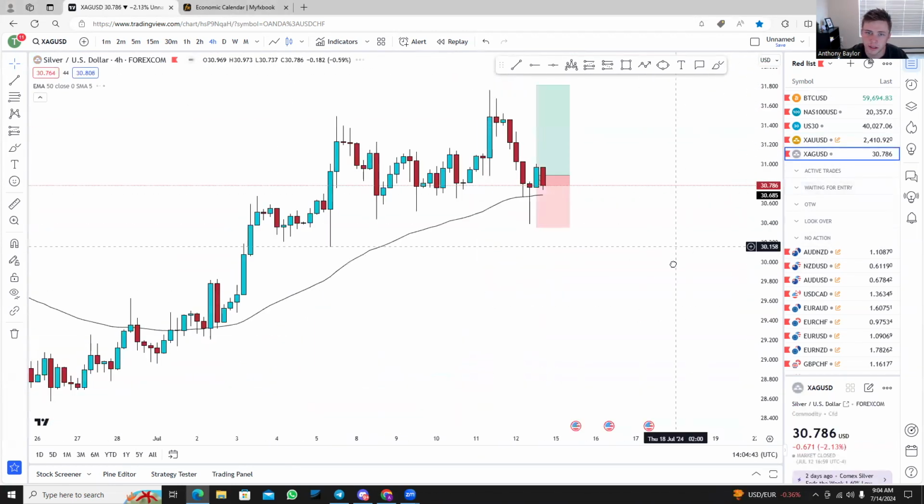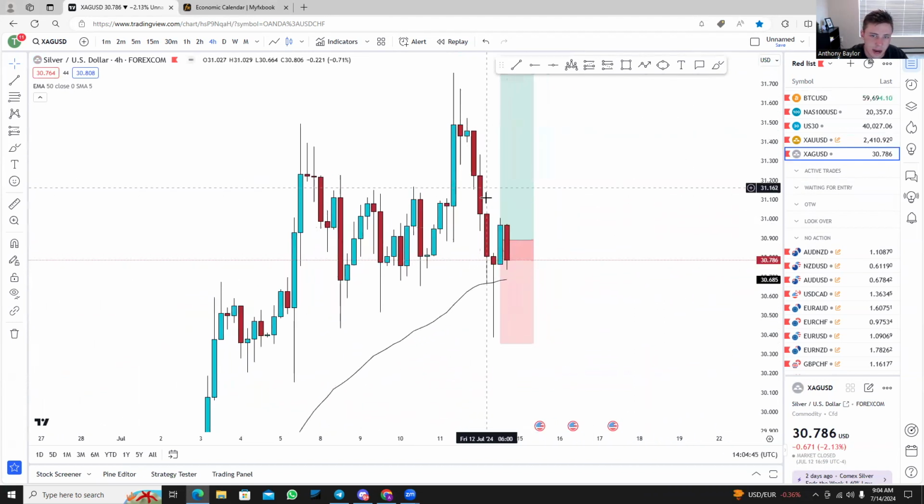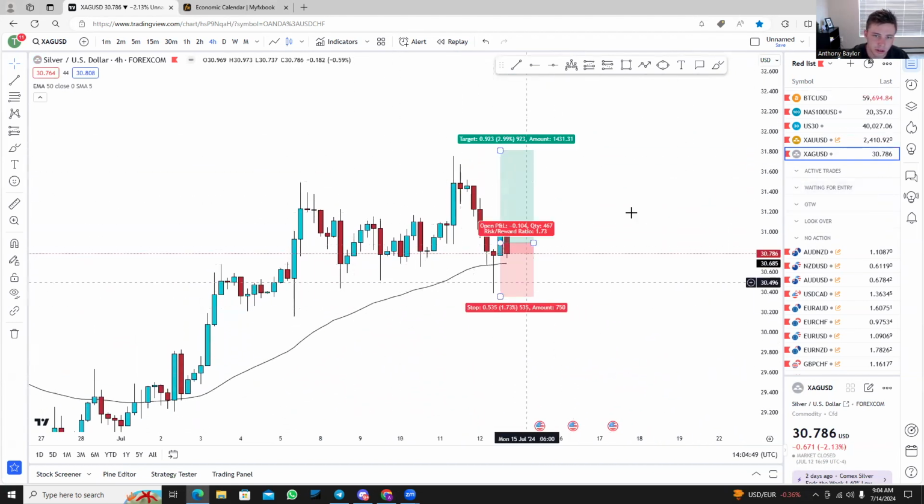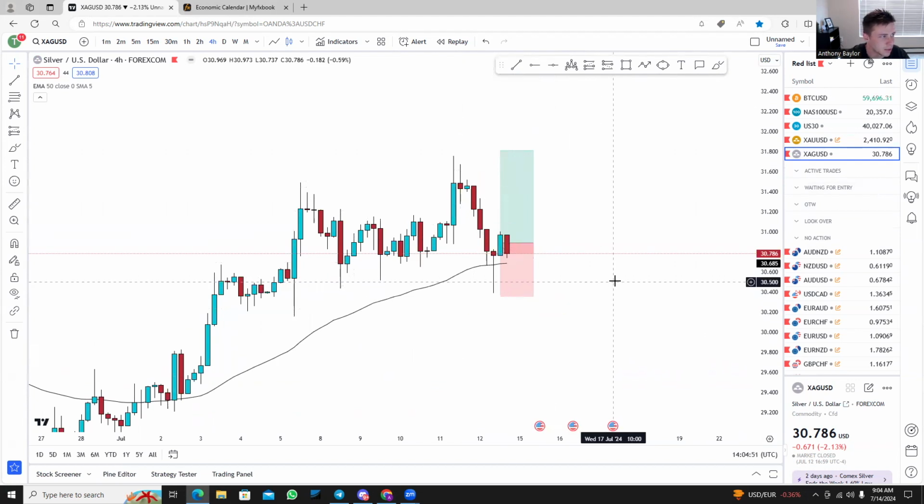And then here's silver. I don't trade silver. I did not take this play. Somebody in my Discord called it out. I just played it out to see what happens. So this is not mine, not my play at all.